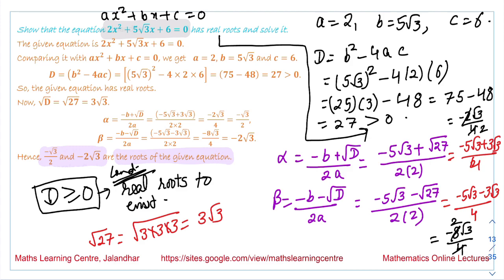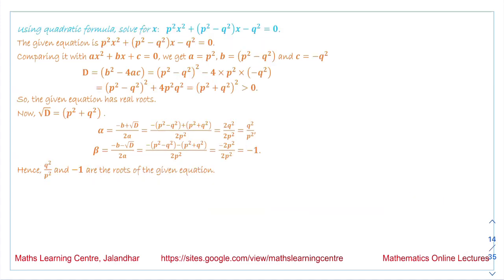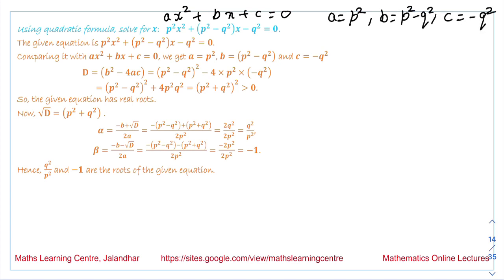The next is using the quadratic formula to solve for x. This equation is given to us. Now when we compare it with ax square plus bx plus c is equal to 0, we get a is equal to p square, b is equal to p square minus q square and c is equal to minus of q square.